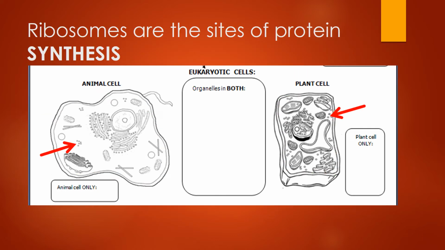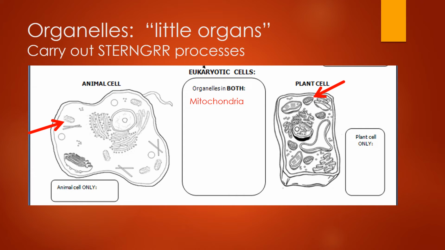Ribosomes are the site of protein synthesis and are found both in animal and plant cells. And that is an example of synthesis, which we've been talking about in STIRNER. Organelles, which literally means little organs, carry out all the individual STIRNER processes. So mitochondria, we've also often heard that they are the powerhouse of the cell.